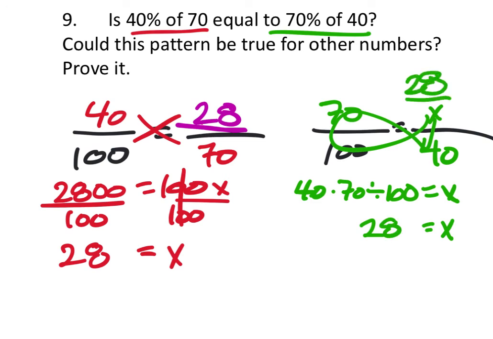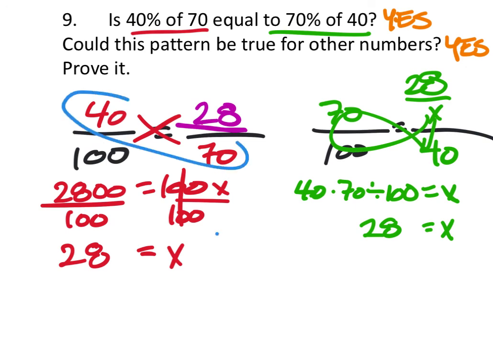So we got this green 28 and the purple 28. Are they equal? Yes. Yes, they are. So I put yes here. Could this pattern be true for other numbers? The answer is yes. Now we should be able to see in the two proportions, all that happened was that we took the 70 and 40 and we just switched them, right?